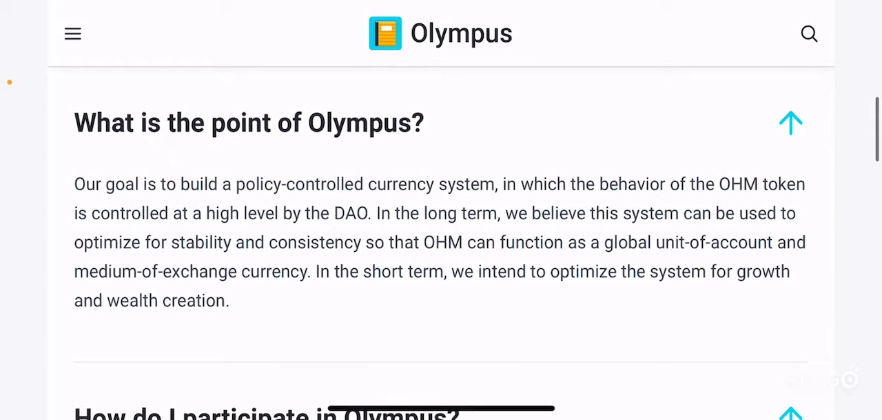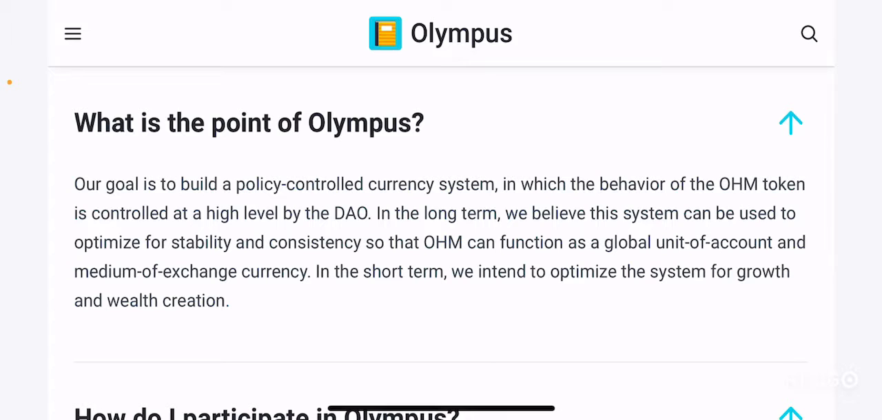What is the point of Olympus? Again, speaking about the points, our goal is to build a policy-controlled currency system in which the behavior of the Ohm token is controlled at a high level by the DAO. In the long term, we believe this system can be used to optimize for stability and consistency so that Ohm can function as a global unit of account and medium of exchange currency. In the short term, we intend to optimize the system for growth and wealth creation, right?